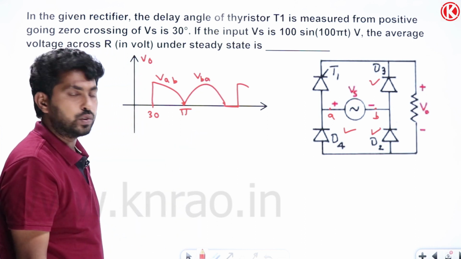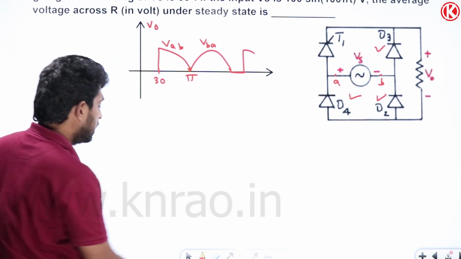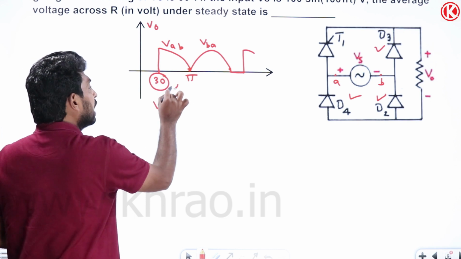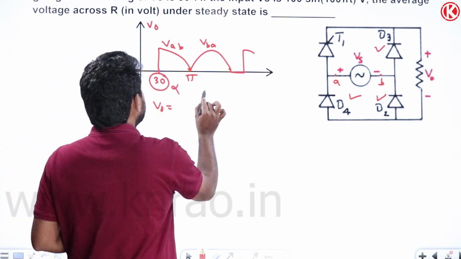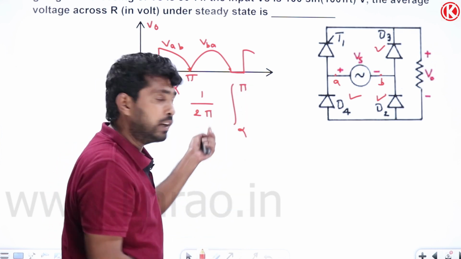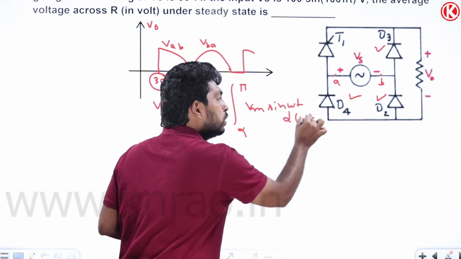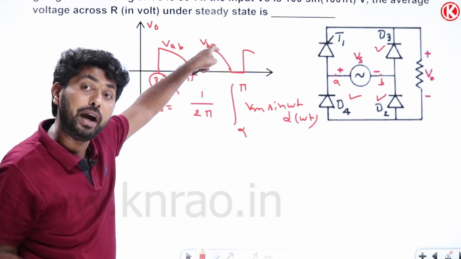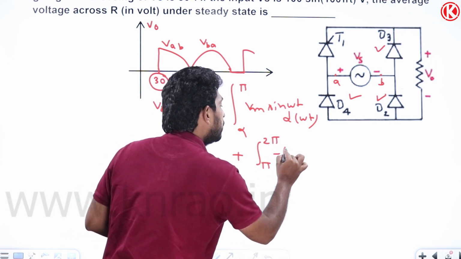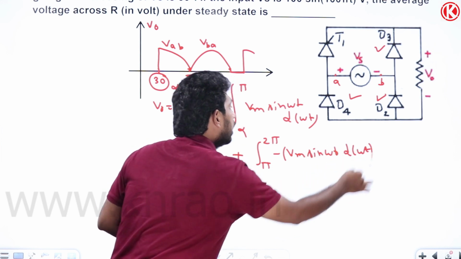From this we can find the average voltage easily. So how can we find the average voltage? Let me find the average voltage expression for this. V naught equals 1 by 2 pi, integration from alpha to pi of Vm sin omega t d omega t. From pi to 2 pi it will be minus Vm sin omega t d omega t.